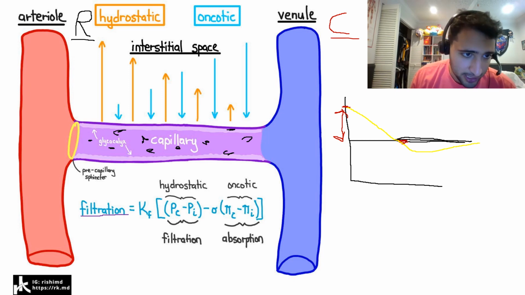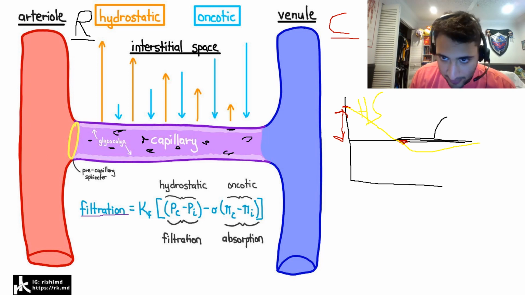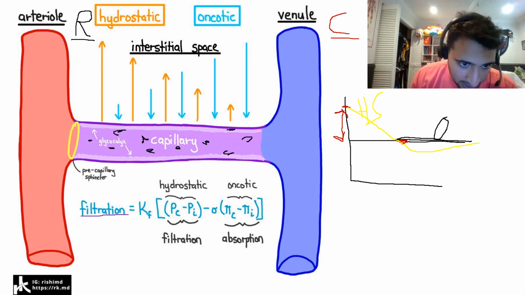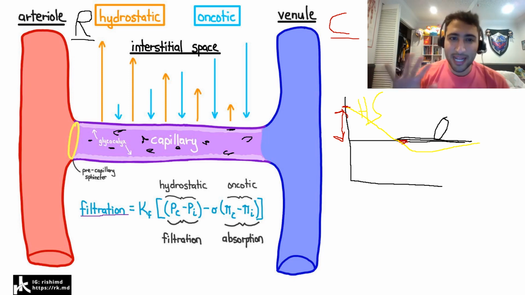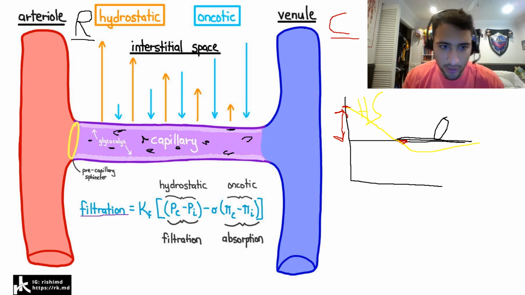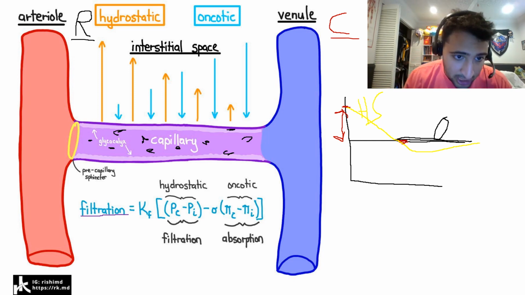And filtration is the result of that net difference between the hydrostatic pressure in yellow and the oncotic pressure here in black. And what I drew here represents the vessel. Remember, the interstitial space will have its own hydrostatic pressure and its own oncotic pressure too. So what determines filtration is, first of all, that net hydrostatic force.